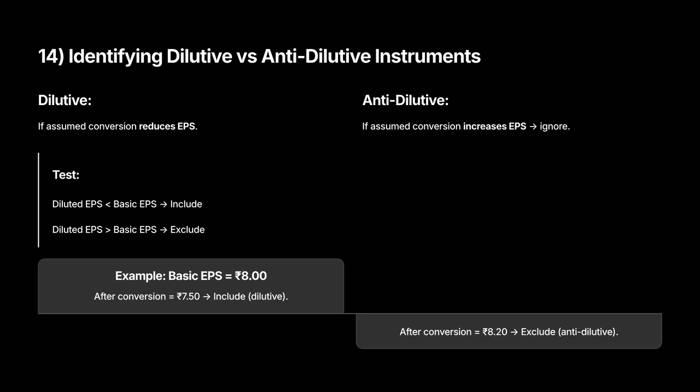14. Identifying dilutive versus anti-dilutive instruments. An instrument is dilutive if its conversion reduces EPS. It is anti-dilutive if conversion increases EPS. A simple test: if diluted EPS is lower than basic EPS, include the instrument. If it is higher, exclude it. Example: if basic EPS is 8 rupees and after conversion it becomes 7 rupees 50 paise, include. If it becomes 8 rupees 20 paise, exclude.